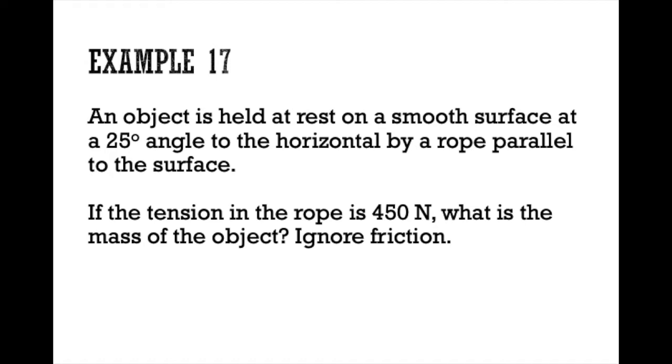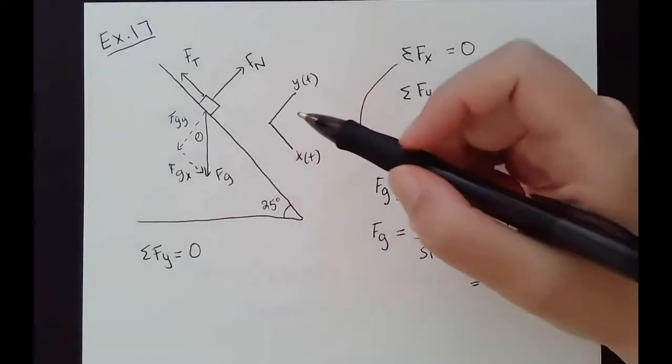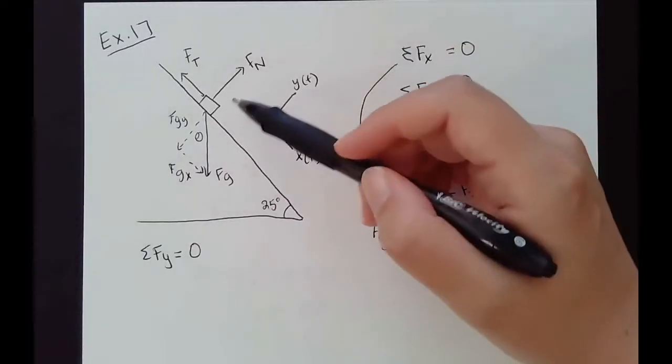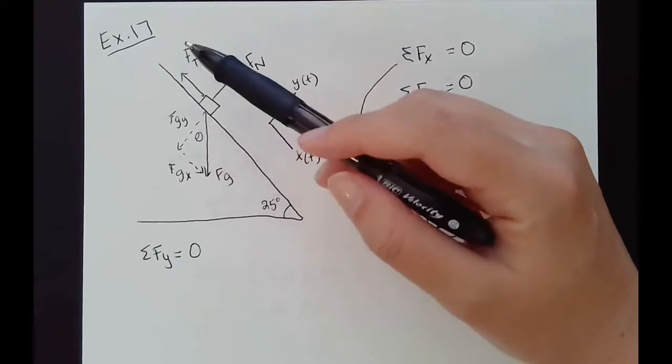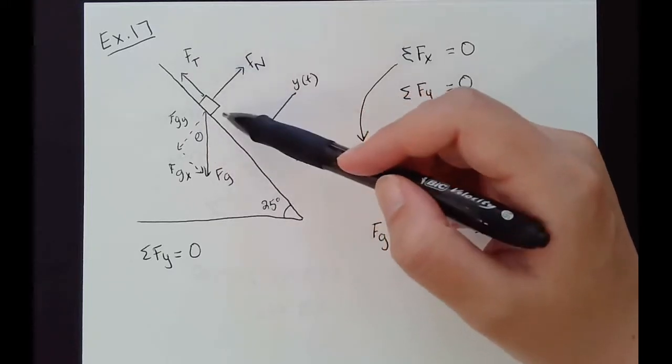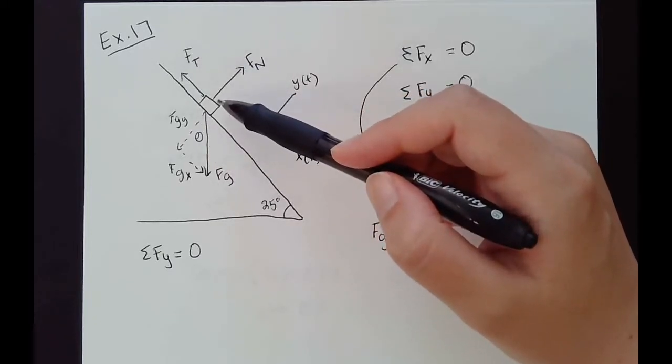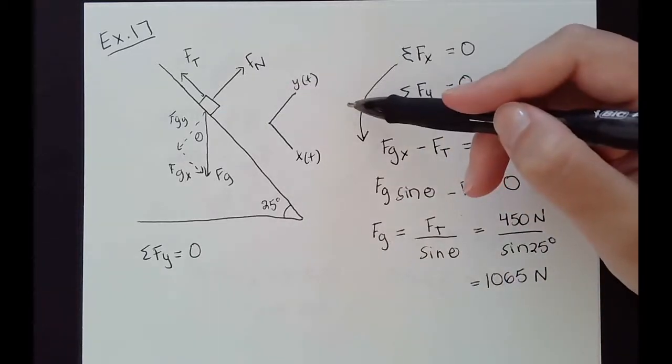Example 17, an object is held at rest on a smooth surface at a 25-degree angle to the horizontal by a rope parallel to the surface. If the tension in the rope is 450 newtons, what is the mass of the object? And ignore friction. Okay, so I've drawn the incline diagram again here. This looks very similar to the last question, but now there's a tension force that's holding the mass up on the incline. Again, we'll use the same coordinate system.